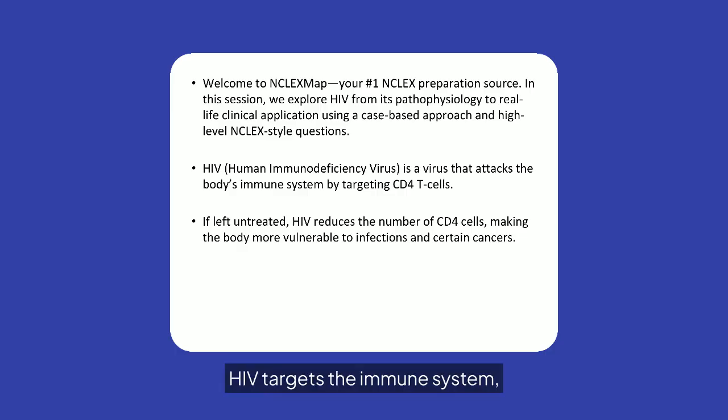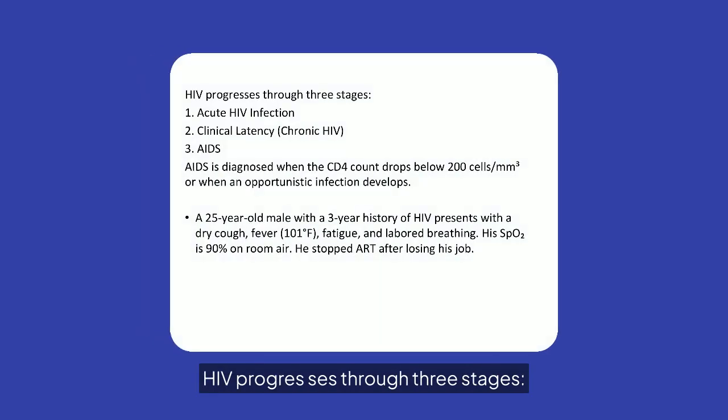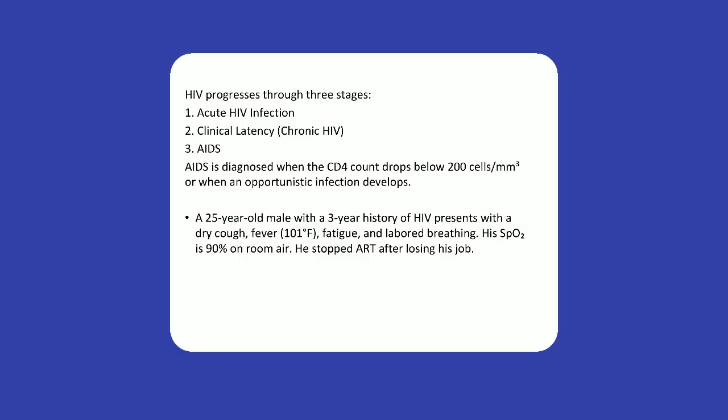HIV targets the immune system, specifically CD4 T cells, and if untreated, it reduces CD4 cells, increasing vulnerability to infections and cancers. HIV progresses through three stages: acute HIV infection, clinical latency, and AIDS. AIDS is diagnosed when CD4 counts drop below 200 cells/mm3, or when opportunistic infections occur.